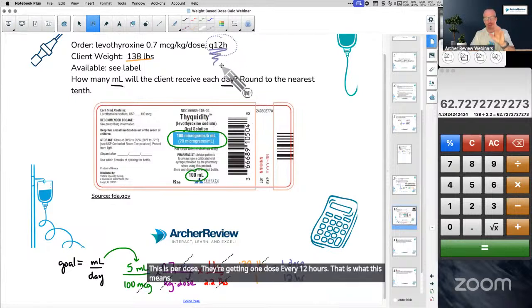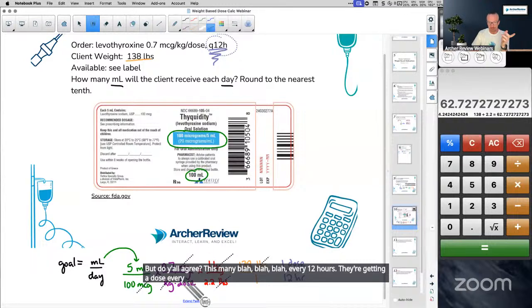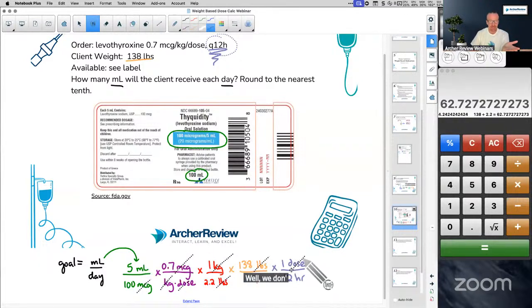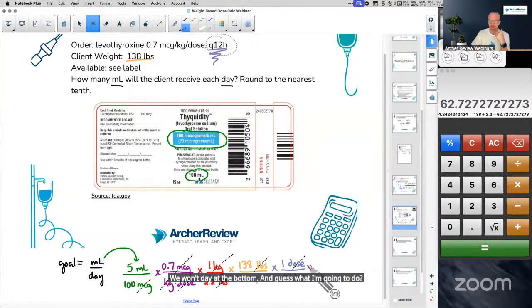Now, some of y'all may know it's 2 doses per day. That's fine. But do y'all agree? This many, blah, blah, blah, every 12 hours. They're getting a dose every 12 hours. Well, we're still not done because we don't want hours at the bottom. We want day at the bottom. And guess what I'm going to do? Do y'all know what I'm going to do right here? What did I do back here in red? I did a conversion, didn't I? Well, watch.